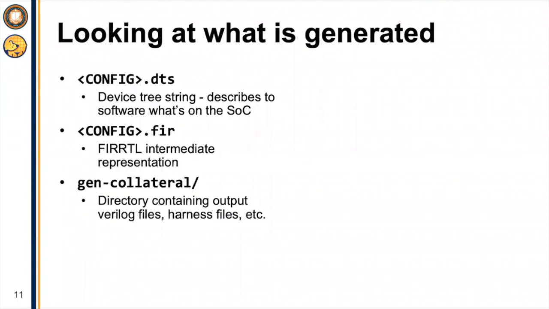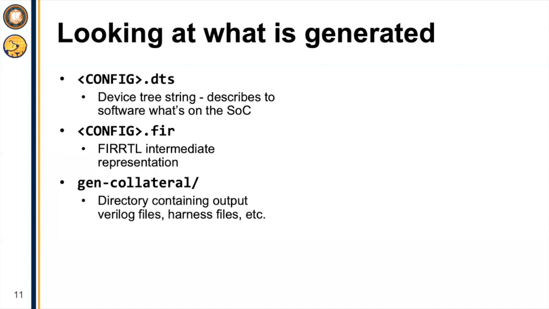All right, so let's look at what's actually generated in this directory. There's a couple things I want to point out. The first is a file that ends in .dts. This is the device tree string. Because we care about hardware software integration, and software needs to know what the hardware actually has, this is the standard way to provide that information to the Linux kernel. This device tree string gets embedded into the boot ROM of Chipyard SoCs, and during the Linux boot process, a pointer to it is passed to Linux. So Linux can read it and figure out what cores are on the system, what the memory map is, and what devices there are, so it knows how to bring itself up.